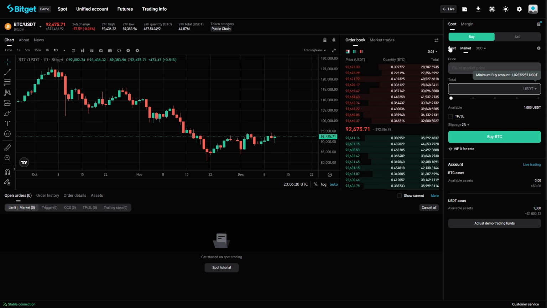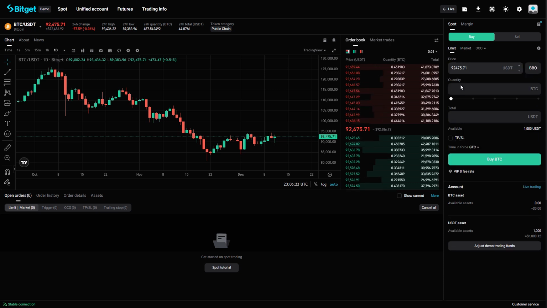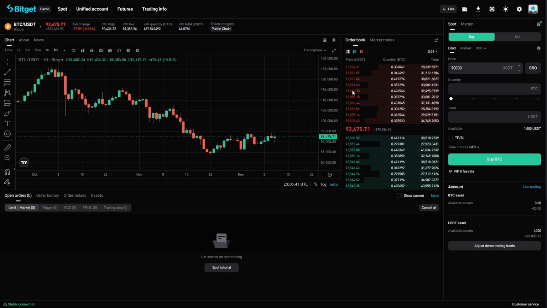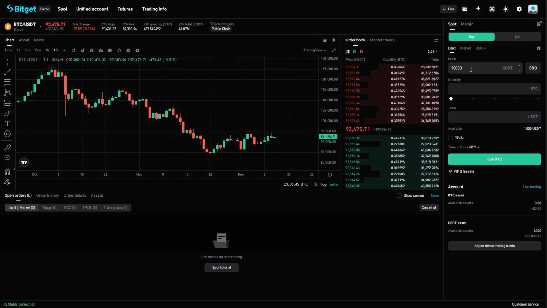A limit order gives you more control. You set the exact price you want to buy at, and your order will only execute if the market reaches that price. For example, let us say Bitcoin is currently trading at $91,000, but you think it's going to dip to $90,000 before going higher. You can place a limit order at $90,000, and if the price drops to that level, your order will automatically execute. The advantage? You get the exact price you want. The disadvantage? Your order might never fill if the price does not reach your level.